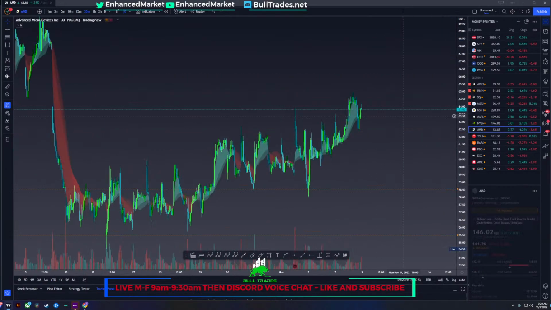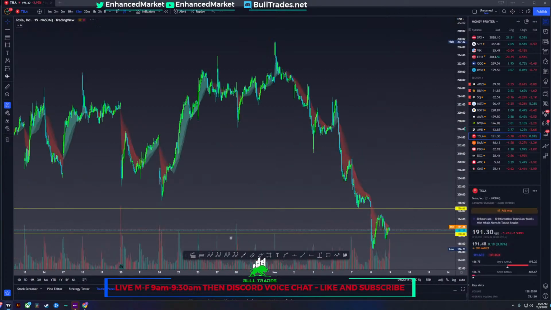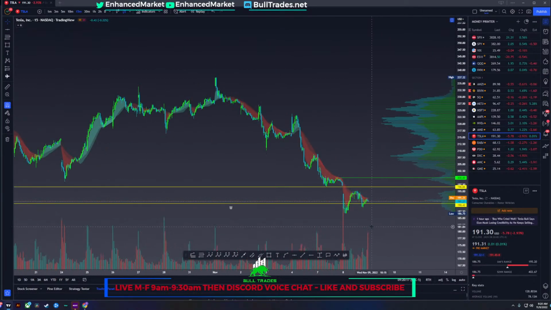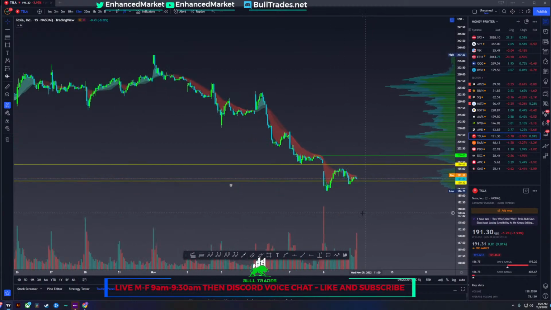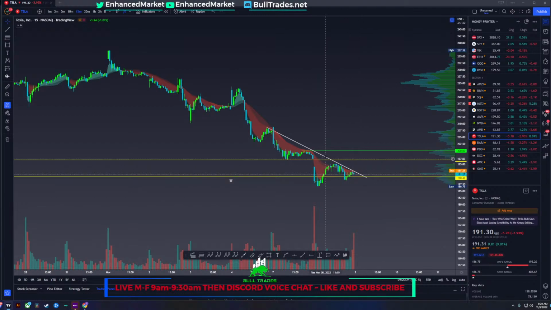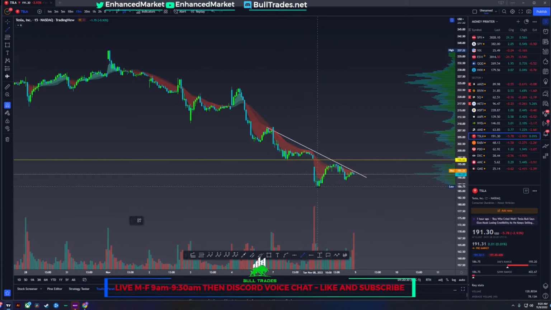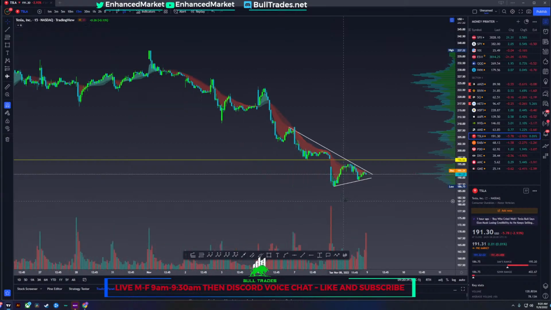Nvidia, don't really like. AMD, nothing there. Tesla, let's take a look at Tesla. All right, so this trend line, multiple rejections. Now we're creating these higher and higher lows, flagging here. If this doesn't break out to the upside, then puts are totally going to work.